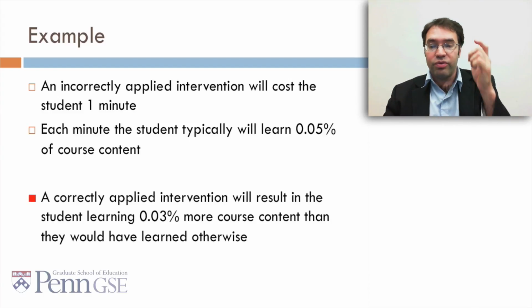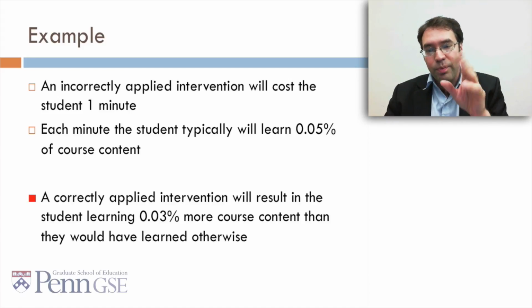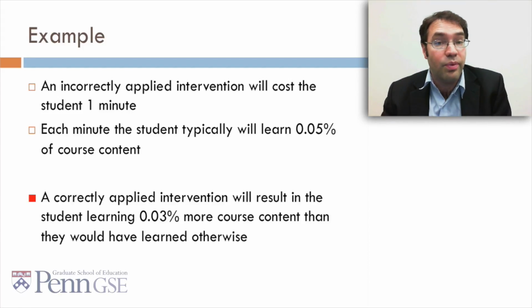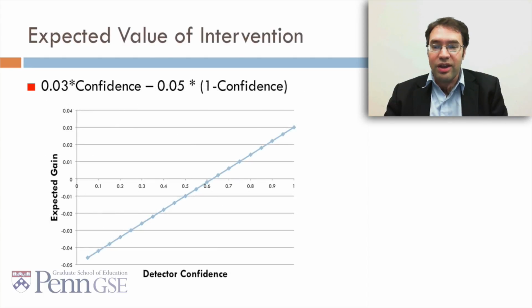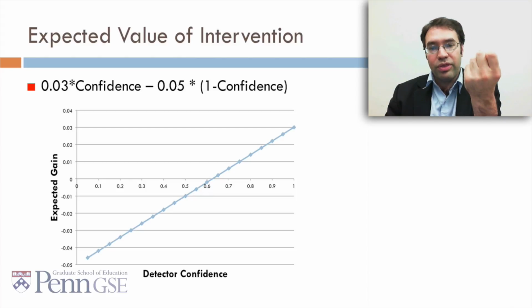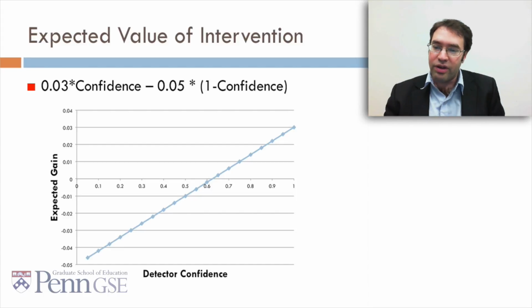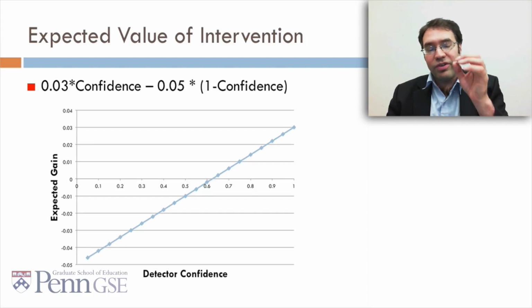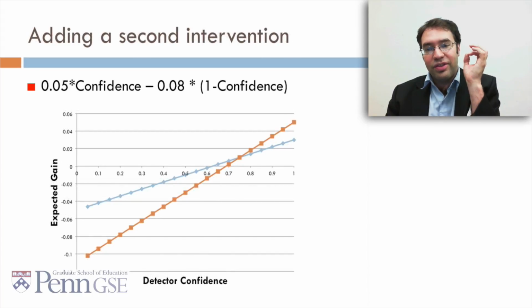A correctly applied intervention will result in the student learning 0.03% more course content than they would have learned otherwise. In that case, we can compute the expected value of the intervention based on an equation of 0.03 times confidence minus 0.05 times 1 minus confidence. So in other words, if you're right, you have an expected value of 0.03, but if you're wrong, you have a negative expected value of 0.05. And here we can see this function plotted on the graph. So we can see that if detector confidence is about 62%, then it's good.